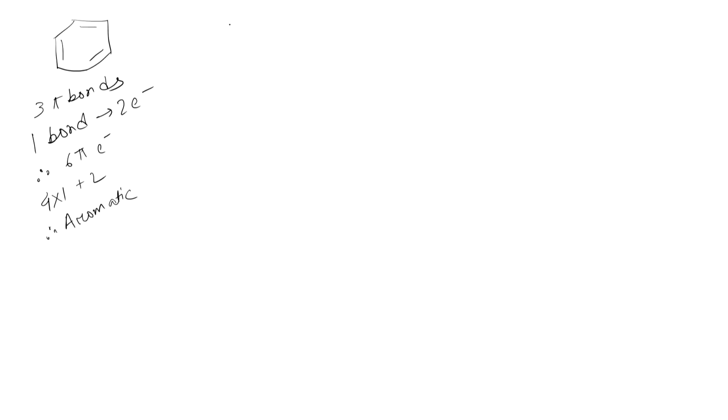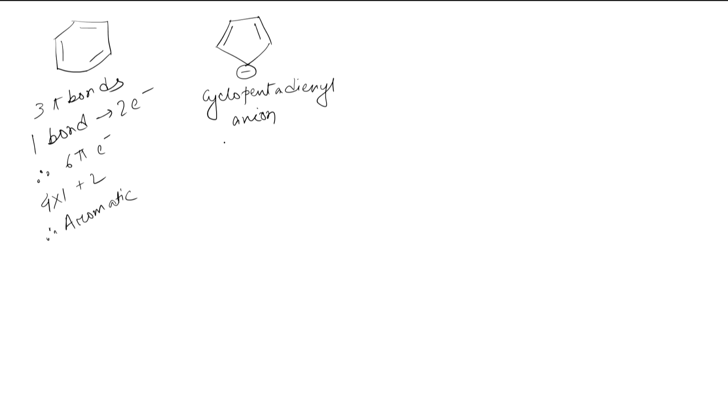Okay. Now if we have this ring, this is cyclopentadienyl anion. Okay. In this case, there are 2 pi bonds. Therefore, 4 pi electron and there is a negative charge. So, negative charge means 2 electrons. Now, negative charge can also be delocalized. It can also form conjugation with the double bond. Okay. So, this is also aromatic because there is a total of 6 pi electrons.